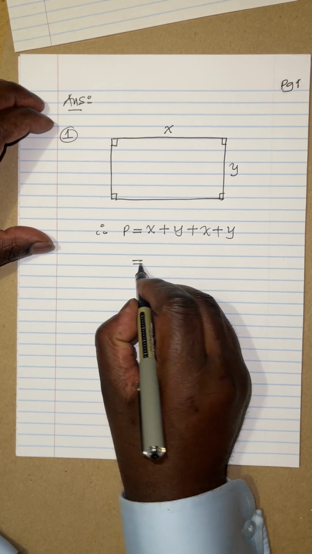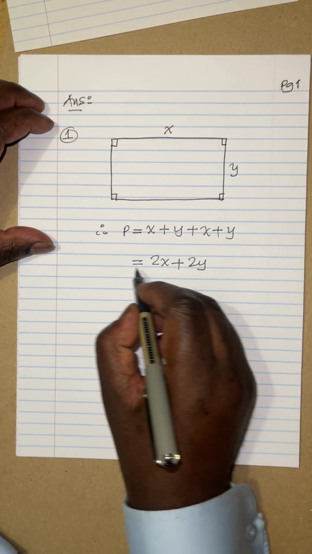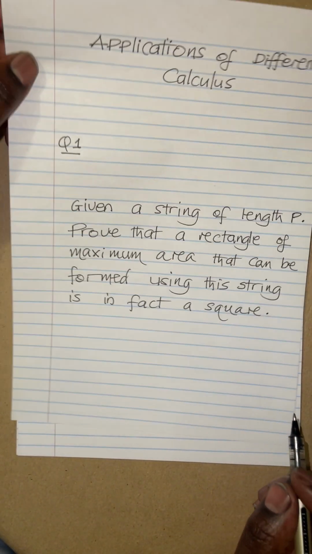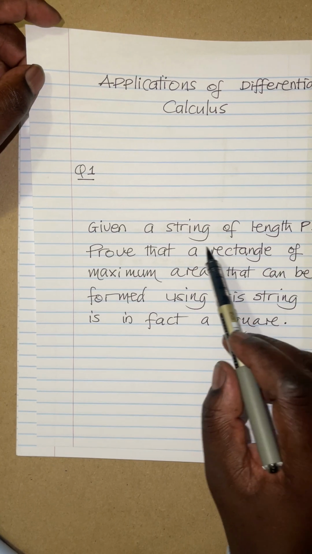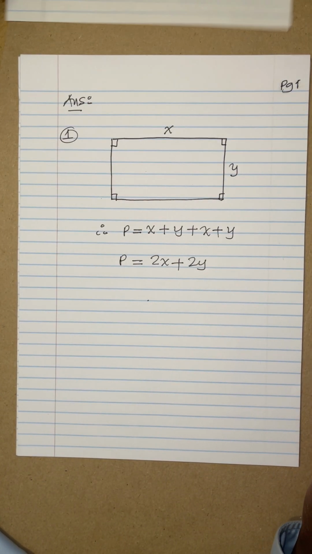Now let's simplify this. Like terms together, we have 2x plus 2y, and that's our p. Remember, it is very critical for us to understand that p is a constant, because we're given a string of length p. So p is a constant.